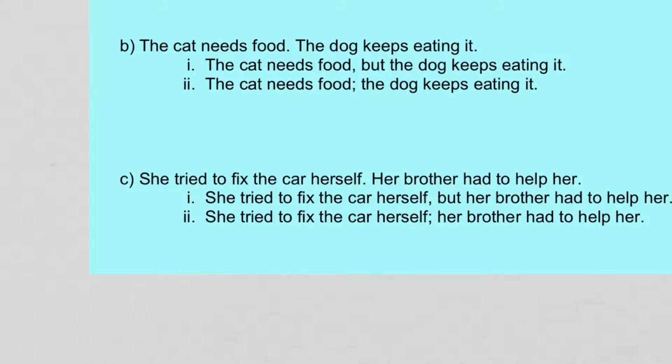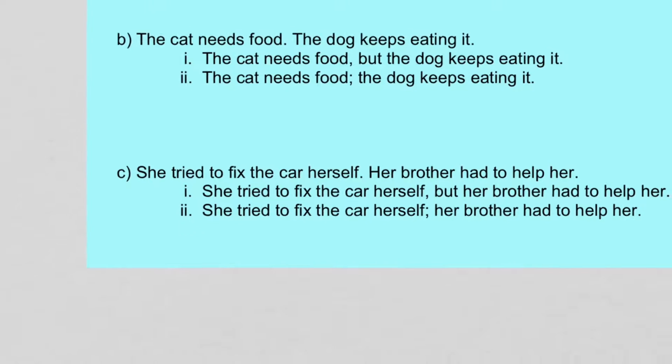Example B. Okay, one sentence, the cat needs food. Next sentence, the dog keeps eating it. We could put that together with comma but. The cat needs food, comma, but the dog keeps eating it. Or we could put a semicolon in instead of that comma but. We could say, the cat needs food, semicolon, the dog keeps eating it. The cat needs food, the dog keeps eating it.